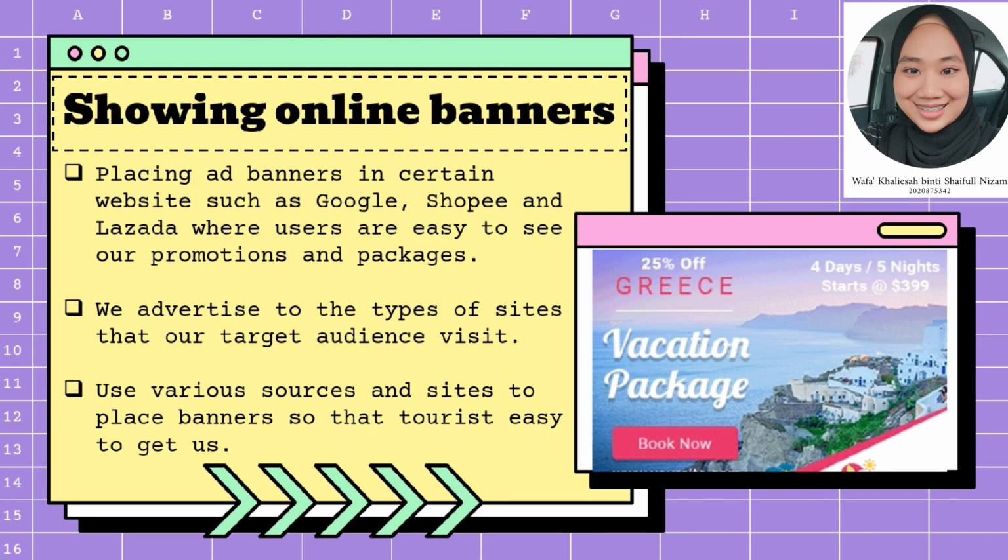So the first one is showing online banners. Internet marketing tools for the tourism industry are crucial and effective nowadays. We place ad banners on certain websites such as Google, Shopee, and Lazada, where users will be able to see our current promotions, offers, and packages. The websites we advertise on are the types of sites our target audience visits. Our company also uses different sources and sites to place banners so that tourists can easily find us in their Google search, or when they search for top hotels, top destinations, or travels.